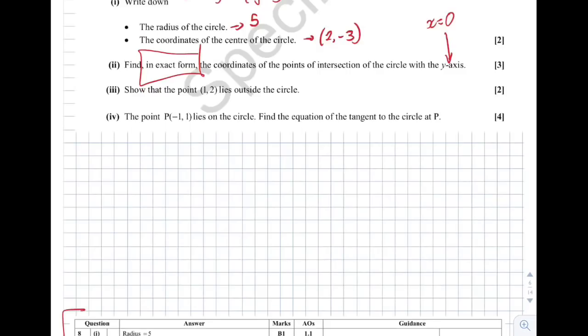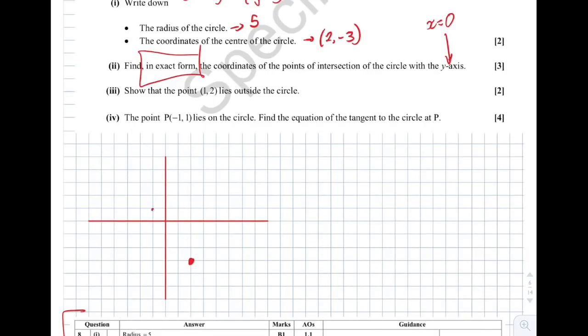That's what I did. Right, okay, part 4. The point minus 1, 1 lies on the circle. So let's see if we can draw a sketch of our circle, which has got centre 2, minus 3, and our point minus 1, 1 is here. So our circle looks, that's not very good, is it? Something like that. And we're trying to find the equation of the tangent to the circle here. Okay. Now what you've got to do with all of these is realise that the tangent is perpendicular to the radius. So this is the point 2, minus 3.